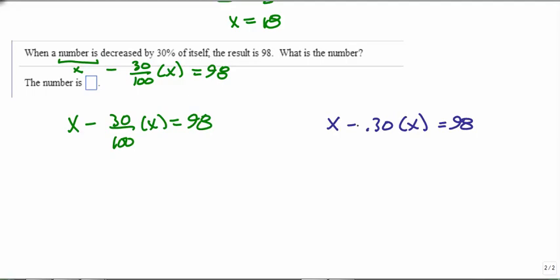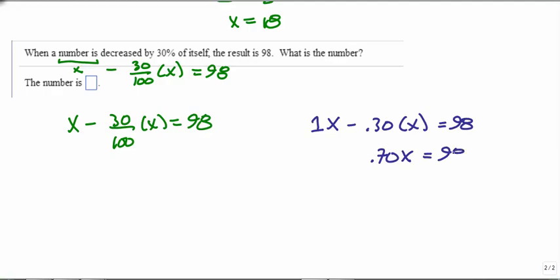So this is the number decreased by 30% of itself. And it's just your preference, whichever you prefer, fractions or decimals. I'll solve this using the decimal. Here I have 1x minus 0.3x is 0.70x.